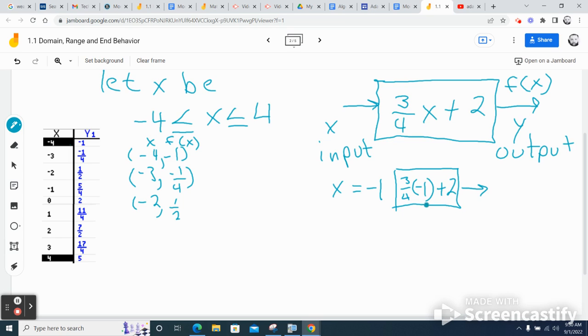And when I do that math, it's going to come out as f of x, which is the same as y, equals 5 over 4. Okay? That's what the calculator is doing. It's calculating all these values. Yes. Okay.